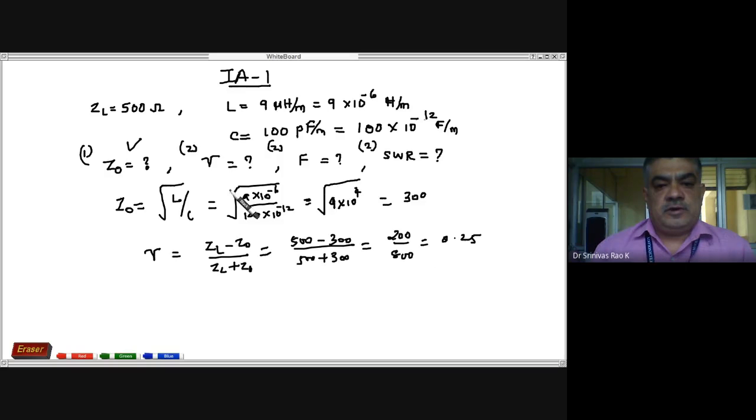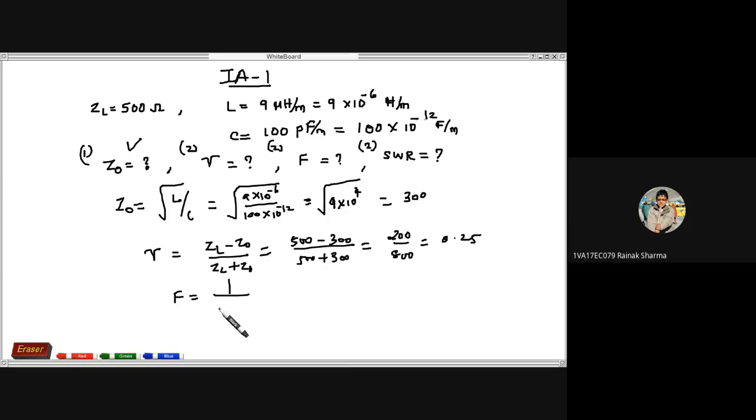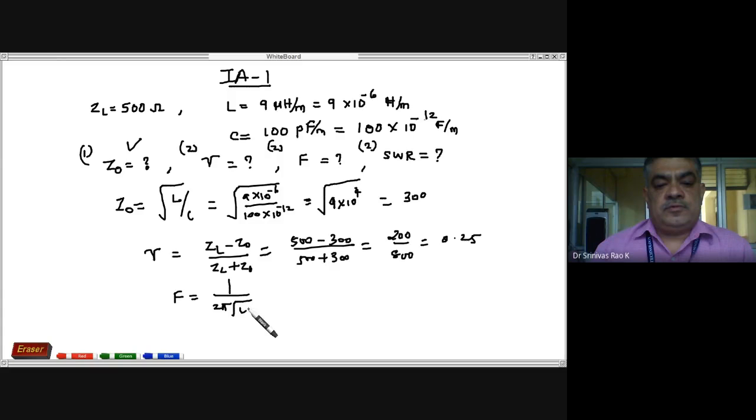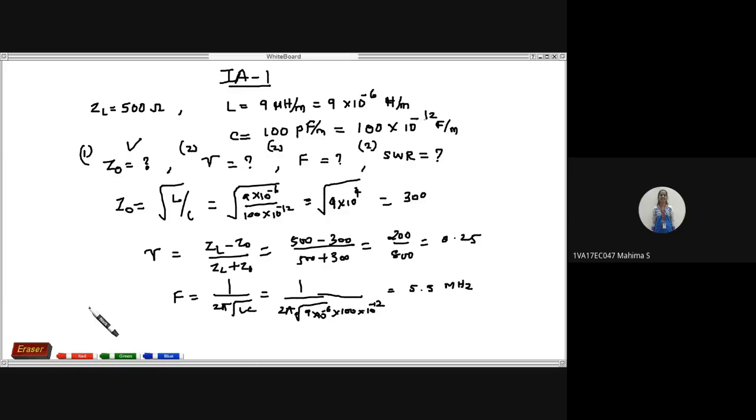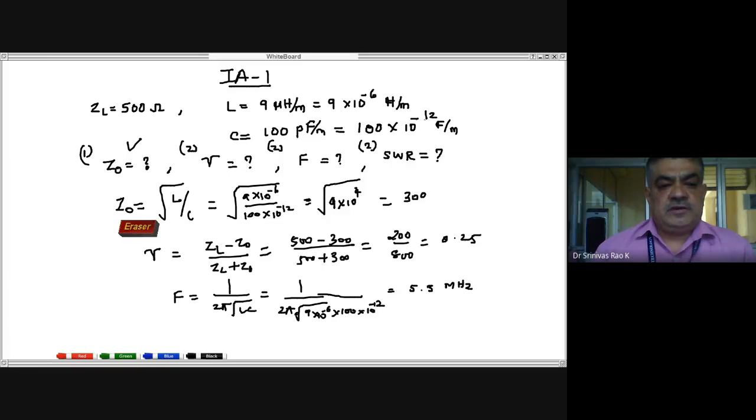So what is the frequency? Frequency is given by 1 by 2 pi root LC. If you substitute the values, 2 pi into the square root of 9 into 10 to the power of minus 6 into 100 into 10 to the power of minus 12, and calculate, it will come to approximately 5.3 megahertz. Correct? Everyone got this? Yes, sir.